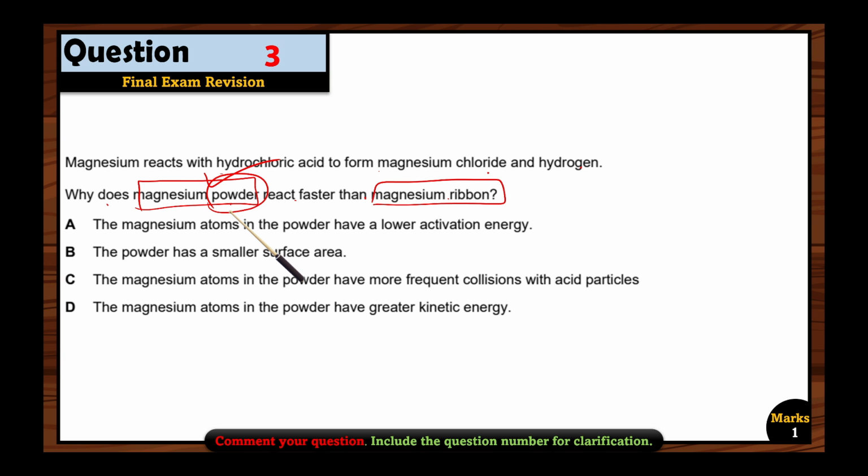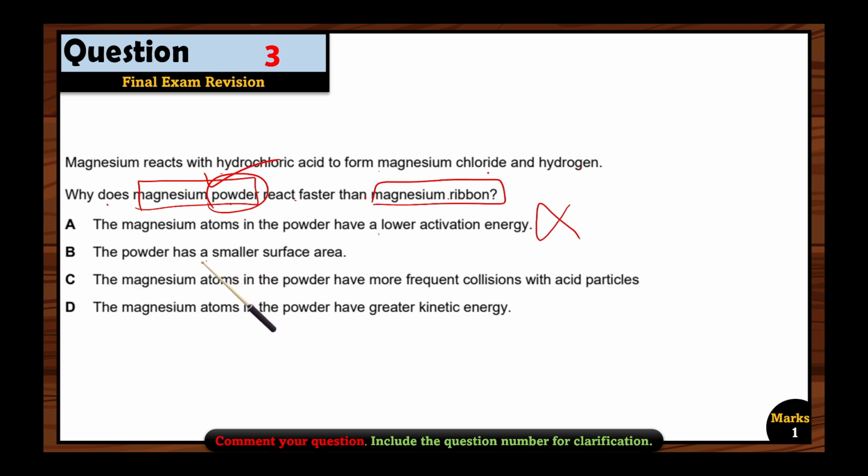So let's see the answers. The magnesium atoms in the powder have lower activation energy. Wrong. It has nothing to do with the activation energy. These are the reactants, right? The solid particles. Now, if you increase the surface area, what will happen? Only the number of particle collisions will increase. That is the only reason. So we have to find that reason.